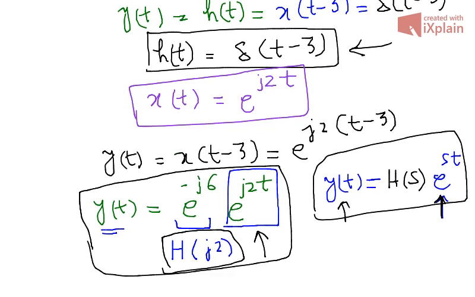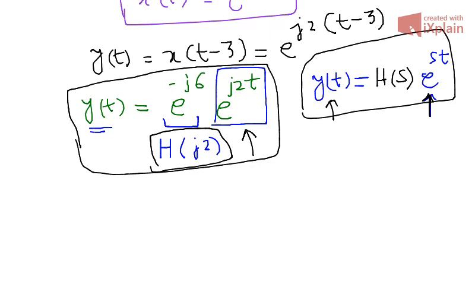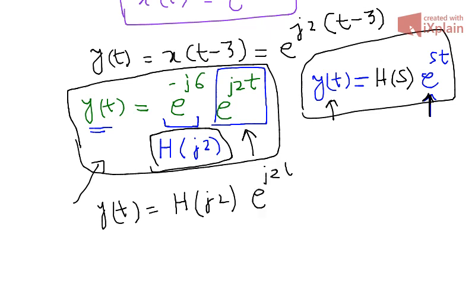So I can write it in a similar fashion. We can say that our output, this one, is H of j2 times the input, e raised to the power j2t, right? So it is in a similar form as we have discussed in the previous video.